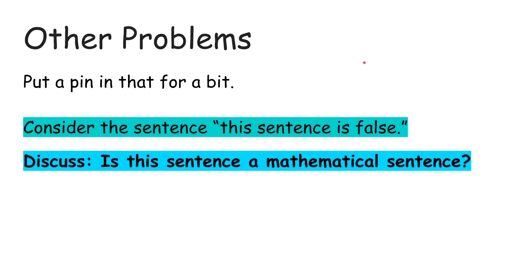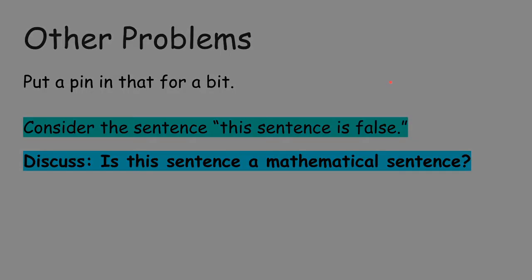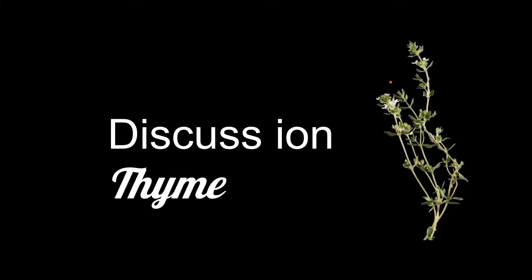So consider the sentence, "this sentence is false." Think about that. Do you think that's a mathematical sentence? Is that a mathematical statement, or is it just language being stupid? I'm sure you've all heard of "this sentence is false." It's a pretty stupid paradox called the liar's paradox.